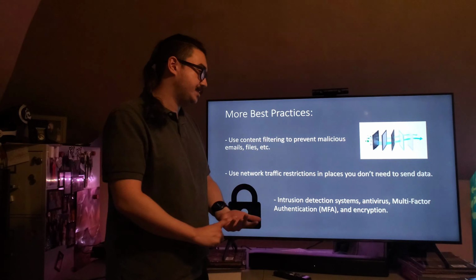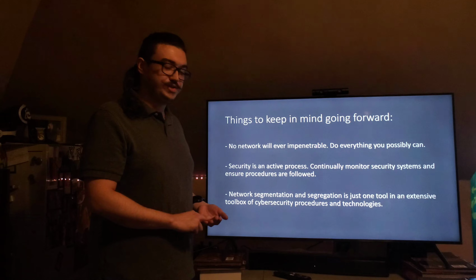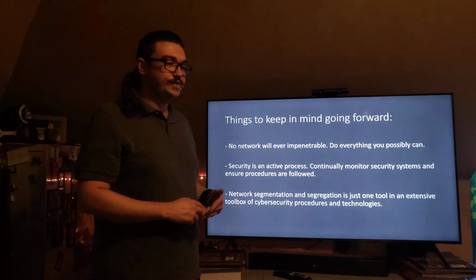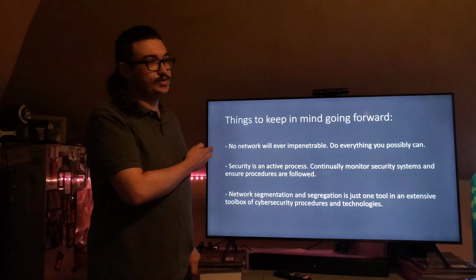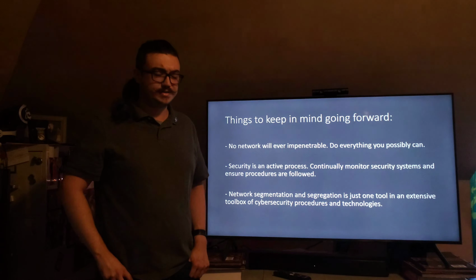And just a couple things to keep in mind going forward. No network is impenetrable. There are only networks that have been compromised and will be compromised. So just do what you can. And to that point, security is an active process. You constantly monitor your security systems and staff and follow your procedures. You don't just set up your network one day and then call it done. So network segmentation, as I said, is just one tool in a massive toolbox.